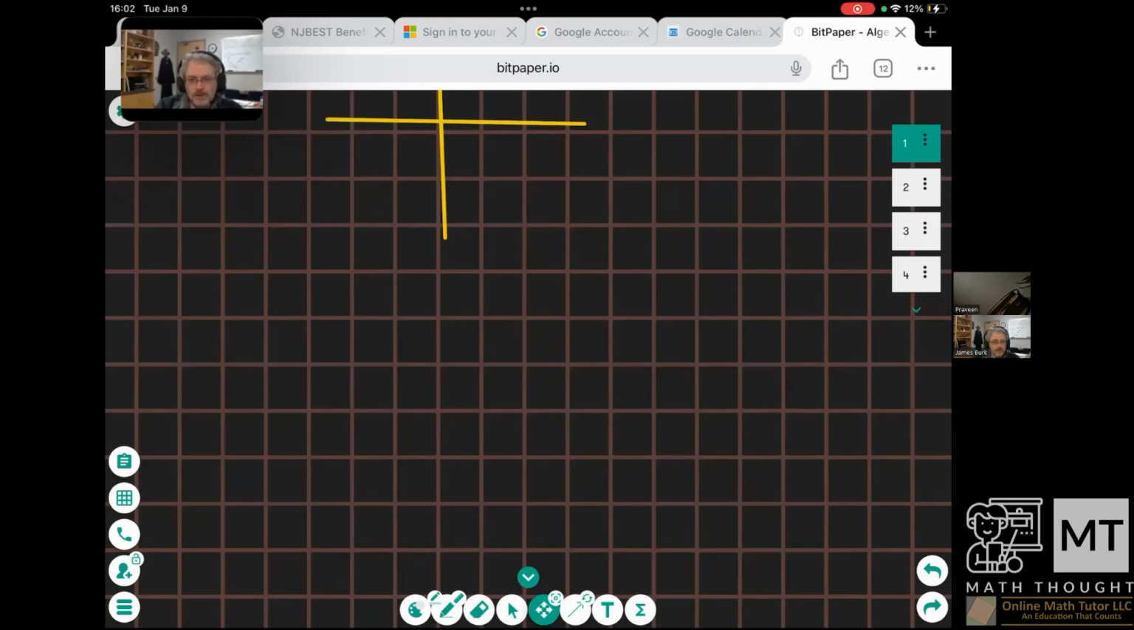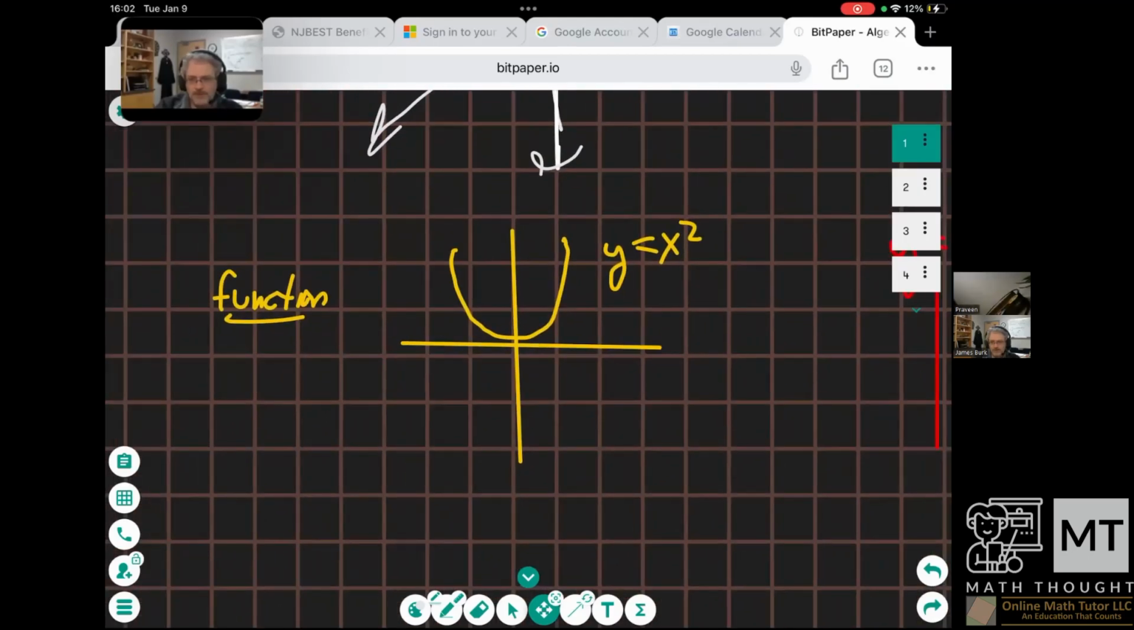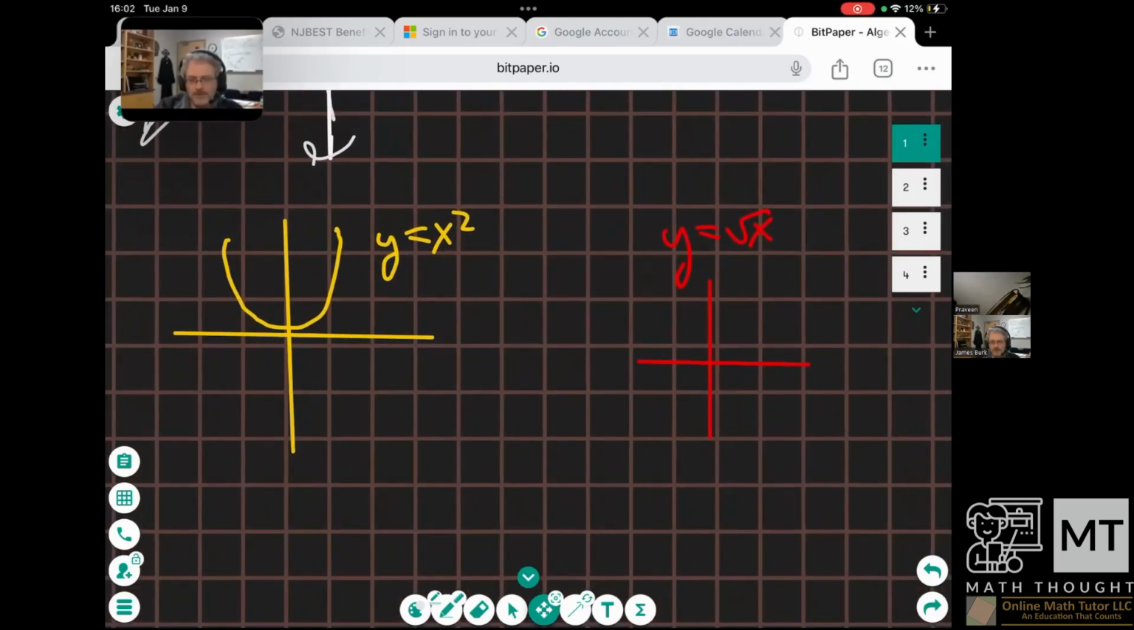So is a parabola a function? Yes, it is. Is a square root a function? Yes, it is.